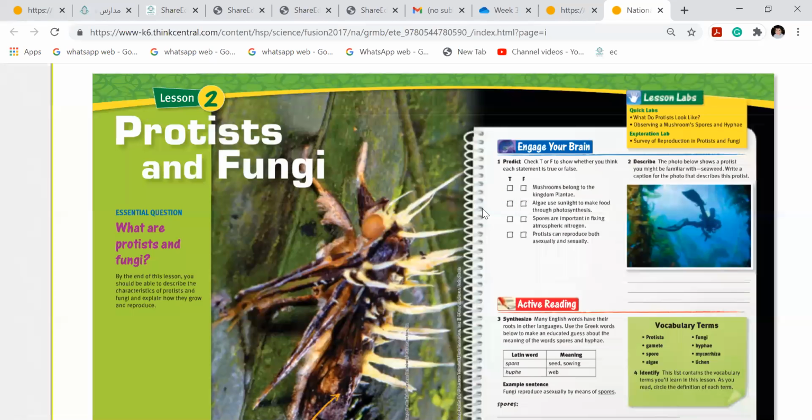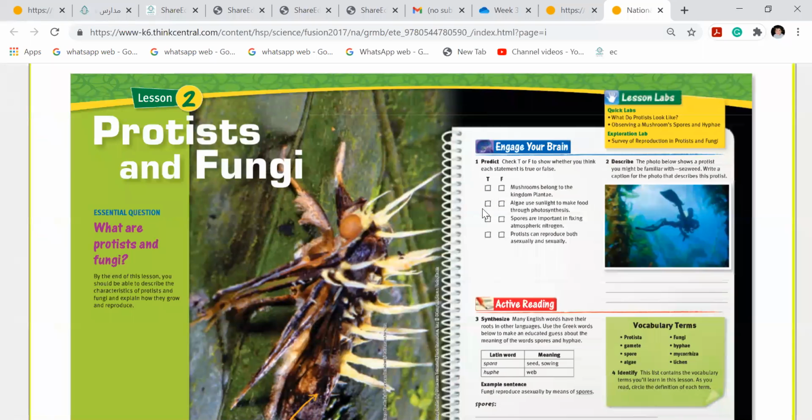Okay, grade 6 girls, we will begin lesson number 2, Protists and Fungi. Again, this lesson we have done in grade 5. I have done it in term 1 about Protists and Fungi in our revision classes and in the first week. So we just need to brush up, quickly see the vocabulary terms and see the video, and that's it. We'll move to another lesson because it's already been explained.